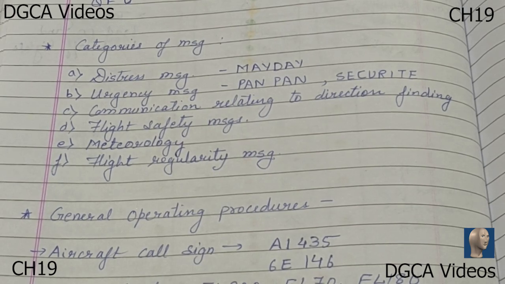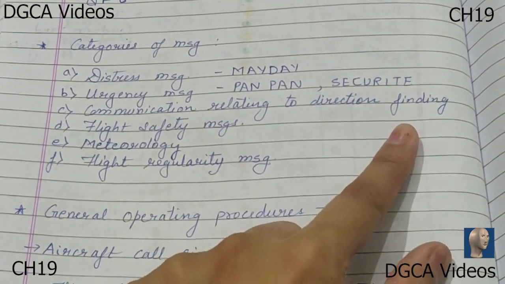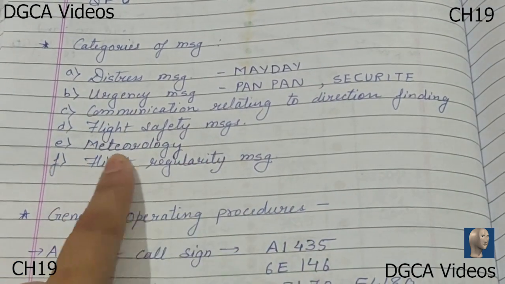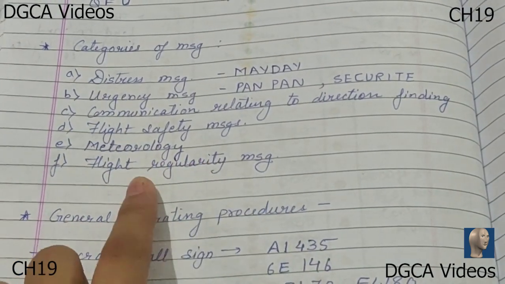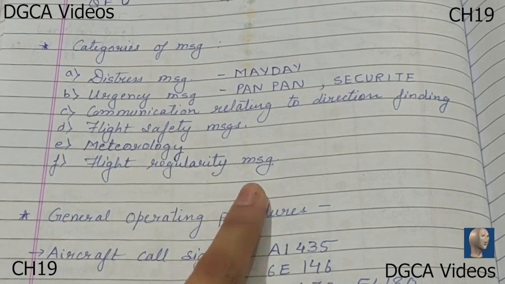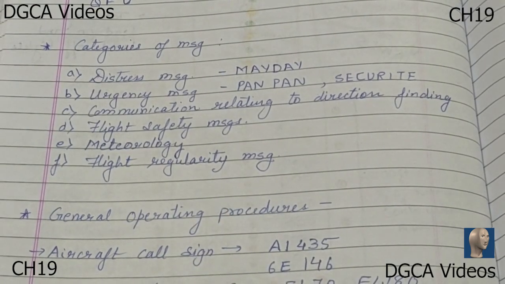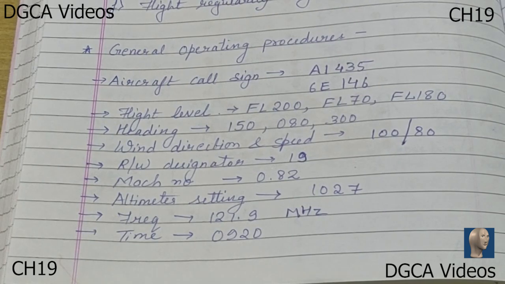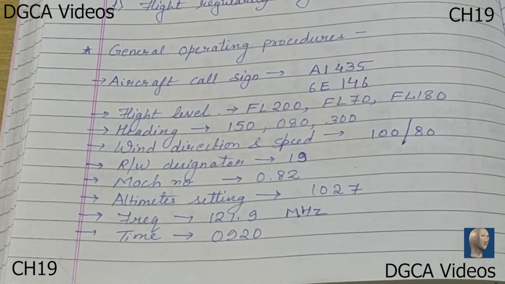Okay. Next is communication relating to direction finding and flight safety messages, meteorological messages, flight regularity messages, all these things. Okay. Then next, general operating procedures.